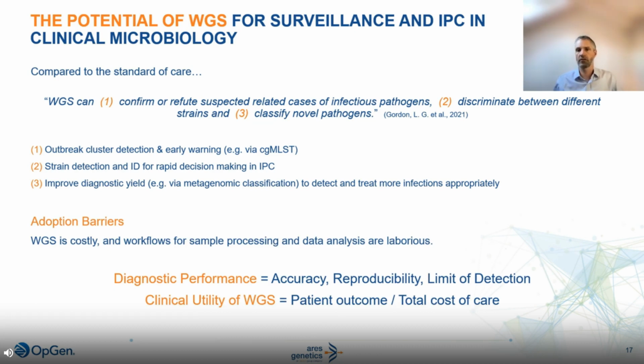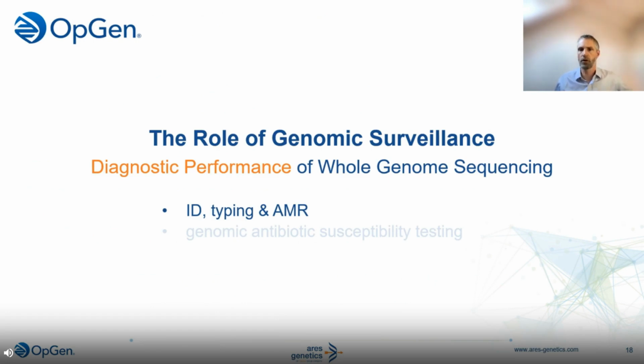Given the potential value inherent to whole genome sequencing, the question is, how can we speed up its adoption, especially given that the workflows for sample processing and data analysis can be quite complex and sometimes laborious. Clinicians tell us that the answer to this question has multiple facets. For one, it is important to demonstrate sufficient diagnostic performance of WGS. Yet, in addition to being accurate and reproducible, a broader adoption of whole genome sequencing will also require an understanding of its clinical utility. In other words, its proven capacity for improving patient outcomes, while ideally reducing the total cost of care. Over the following slides, we will therefore explore both aspects of the clinical utility of whole genome sequencing, and we'll start with taking a look at its diagnostic performance.